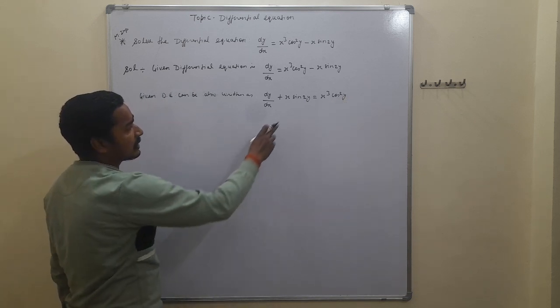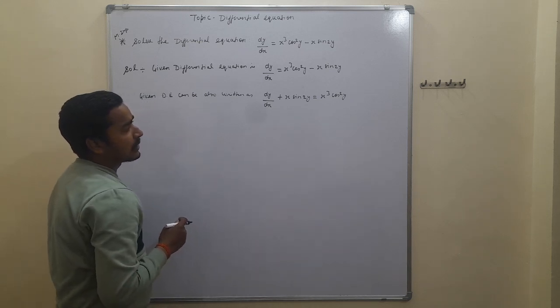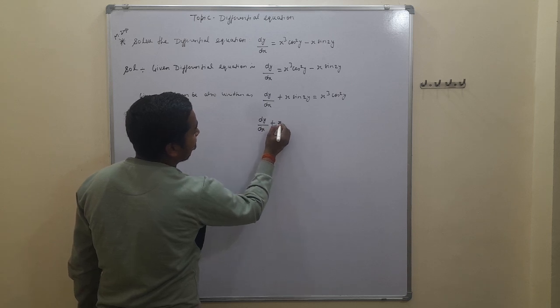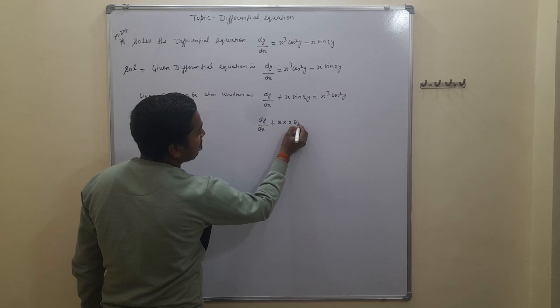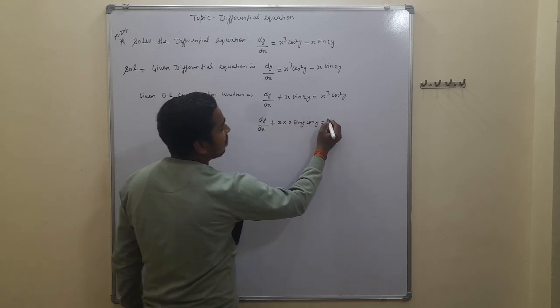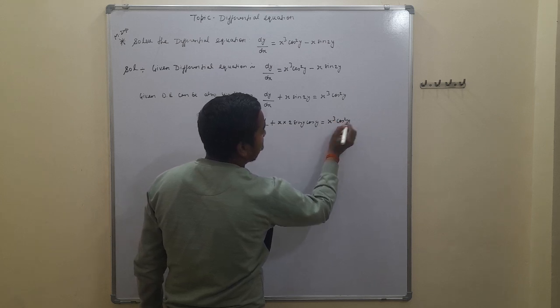And here we have to expand sin 2y using the formula sin 2x. This is 2 sin x into cos x. So we have to write here dy upon dx plus x, we have to expand here, 2 sin y into cos y is equal to x cube into cos square y.